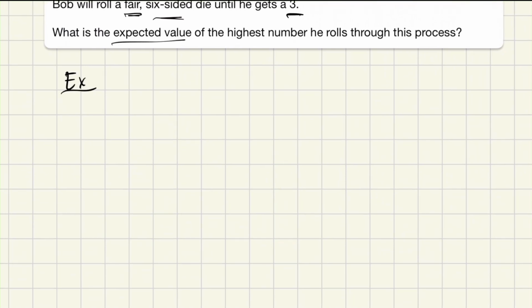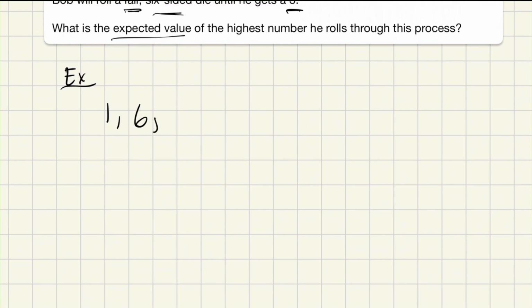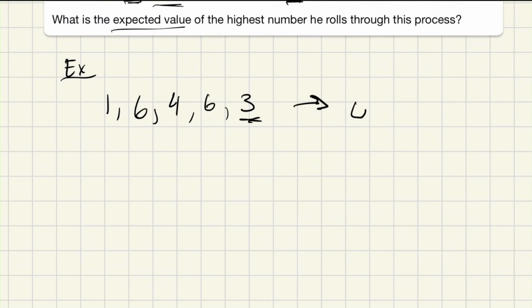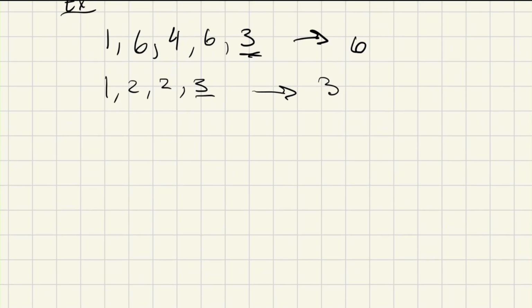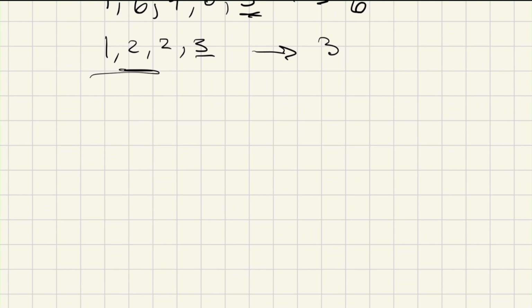Say Bob rolls a 1, a 6, a 4, another 6, and then he rolls a 3. We stop at 3. Well, clearly the highest value is 6 in this case. Let's look at another example. Bob rolls a 1, a 2, a 2, and then rolls a 3. Well, now the highest value is 3. So just off of these examples, we can see that it's impossible for 1 or 2 to be the highest number in the sequence because we're always going to end with a 3. We don't stop before that.